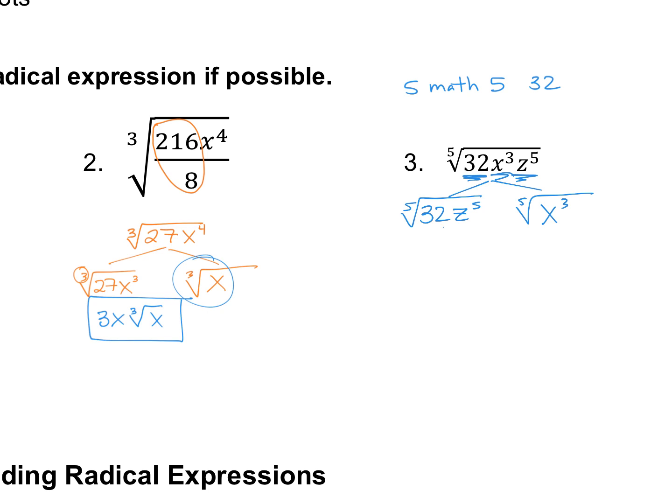Okay, so now do it. 5th root of 32 is 2. The 5th root of z to the 5th, remember you're just doing z to the 5 over 5. That's a 1, so you're left with a z. And then you have the 5th root of x cubed. So that'll be your answer. Okay, so that's 6-1 material.